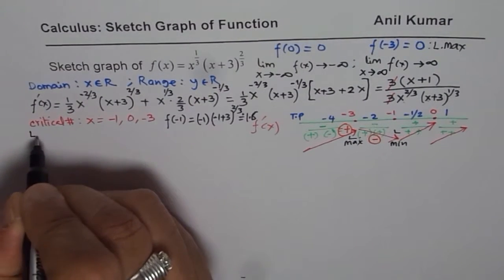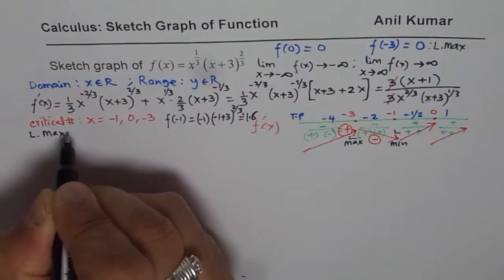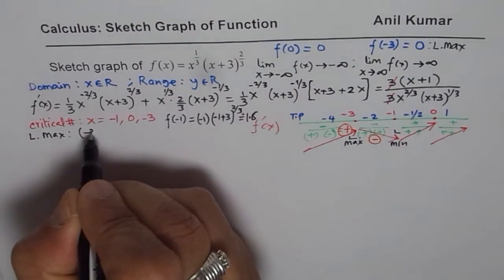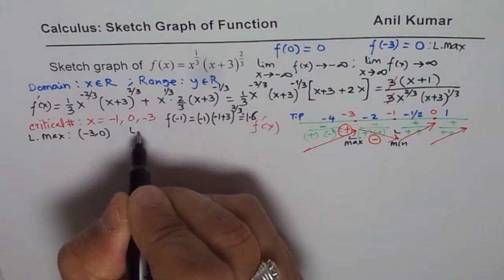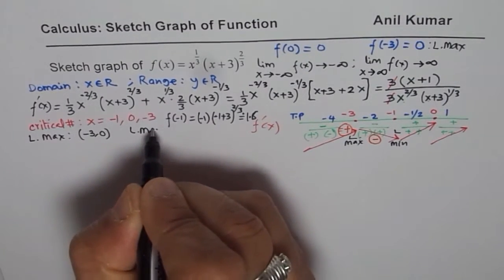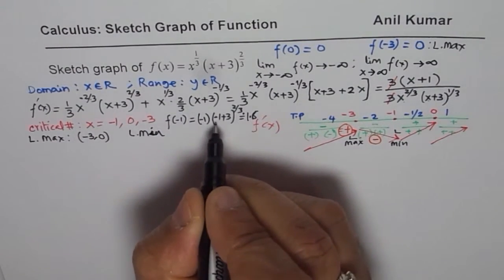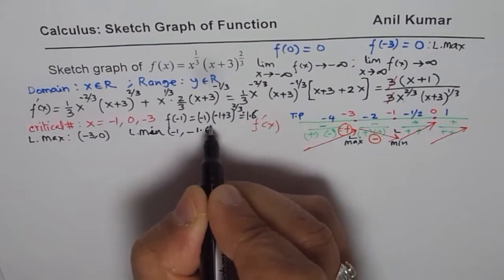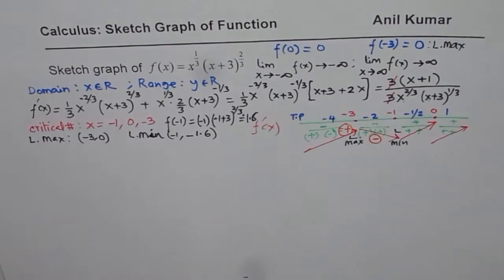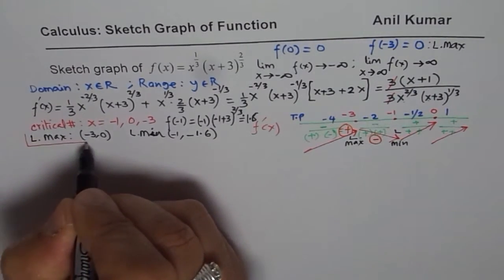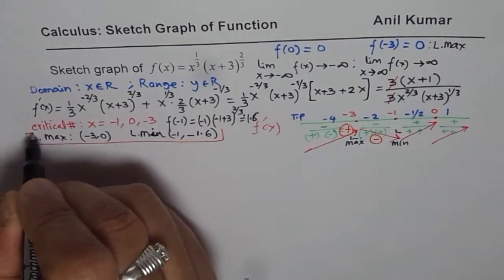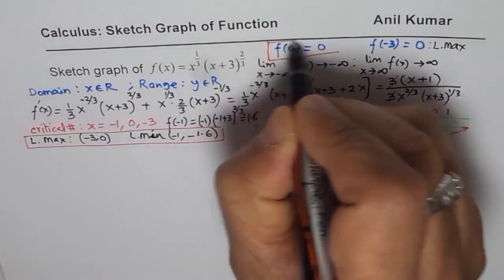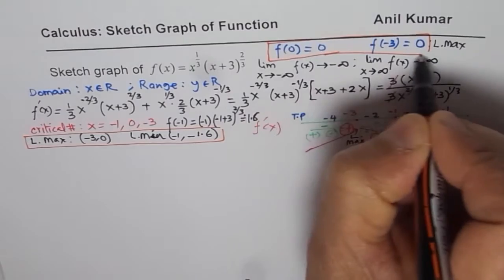So what we get here is local maximum at minus 3. That means the point is minus 3, 0, and we get local minimum at minus 1, and the value is minus 1.6 for us. So we get this very important data. So let me highlight this. We'll use this later. Okay, so that is from the first derivative. We already know about the x and y intercepts, which are these, correct?